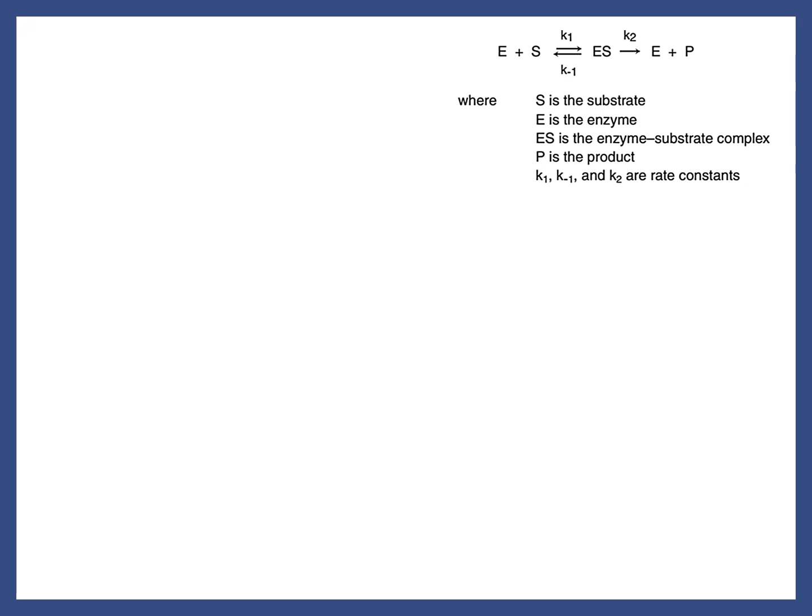Alright, so here we have a scheme which describes enzyme-catalyzed reactions. In the first step, which is a reversible reaction, the enzyme forms a complex with the substrate, which is called the enzyme-substrate complex, and then this enzyme-substrate complex moves to product, and the enzyme is then released to catalyze another reaction. And K1, K minus 1, and K2 represent the rate constants for each reaction.